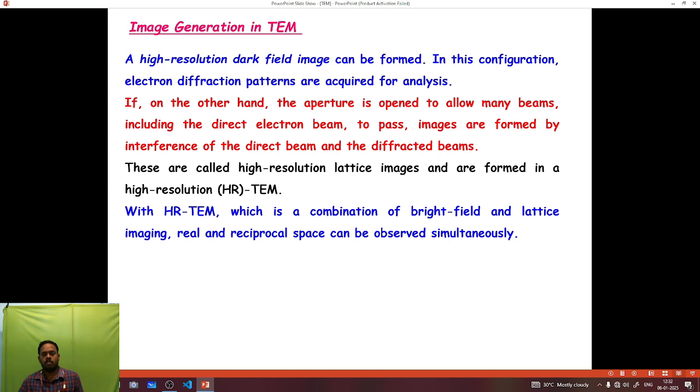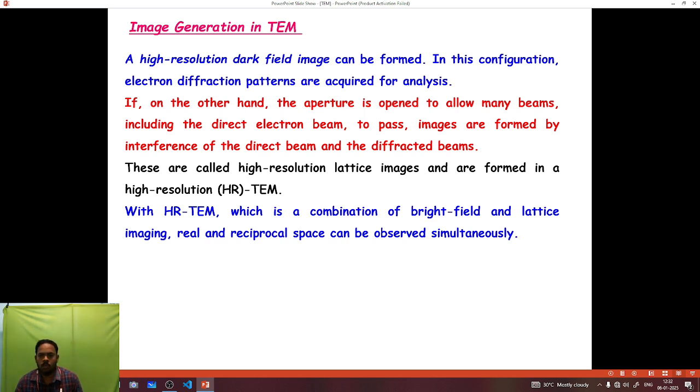So with HRTEM, it is possible to obtain the combination of bright field and lattice imaging. Real and reciprocal space can be observed simultaneously. So using the HRTEM instrument, we can obtain both bright field and lattice imaging. Lattice imaging, or lattice fringing, is the high resolution image.